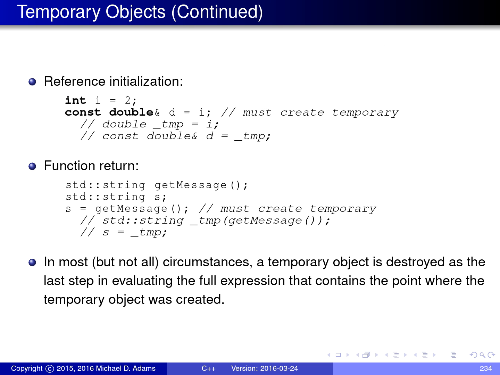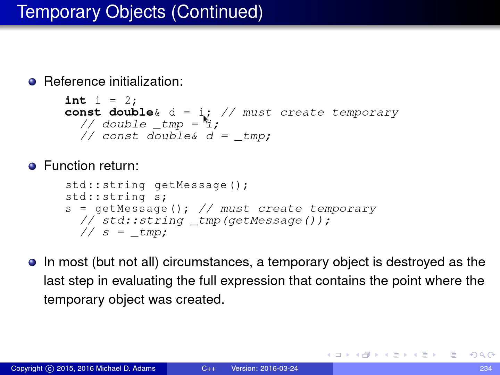Another situation in which temporary objects can arise is during reference initialization. I have a code example to help illustrate this. We have a variable i of type int, which is initialized to 2. On the next line, we have a reference, particularly a reference to a const double. And we're trying to initialize this reference d to be bound to i. In order to do this, the compiler is going to need to generate a temporary object. The important thing to notice is that i is not a double. i has type int. So this reference to a double can't refer to i.